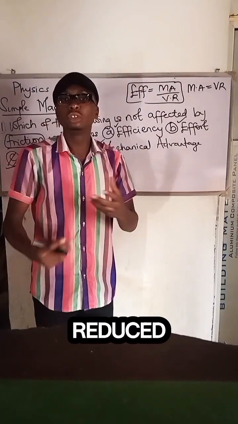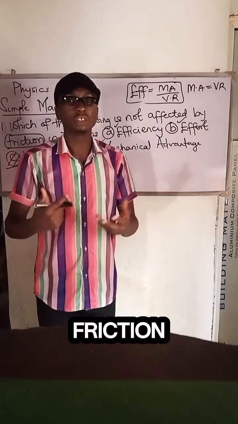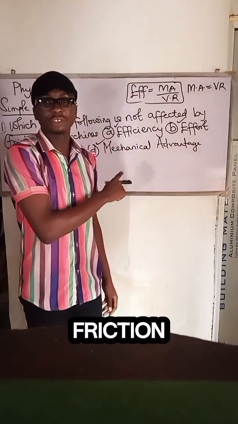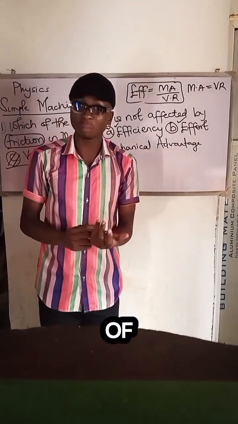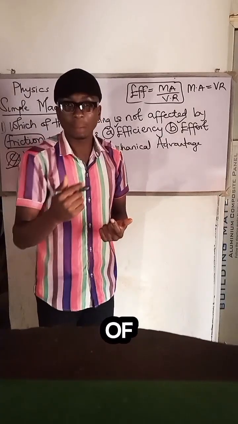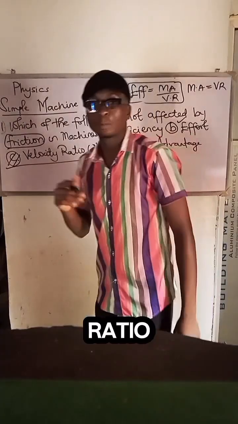And friction can be reduced by lubrication, by applying oil on the machine. It reduces the friction. But a machine cannot be 100% efficient. Why? Because of friction. Friction affects the efficiency of a machine. It affects the mechanical advantage of the machine. It affects the effort of the machine. But the friction can never affect the velocity ratio of the machine.